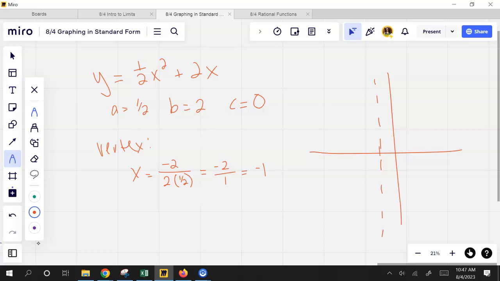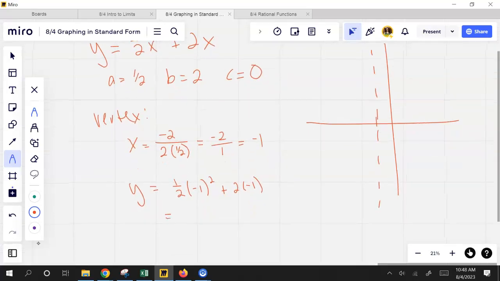So I'm going to plug it into that equation. So y is going to equal 1/2. Again, whatever you're plugging in for x, put it in parentheses because it will help you. So I've got -1 squared plus 2 times -1. Yes? All right. I get 1/2 minus 2, which is what?